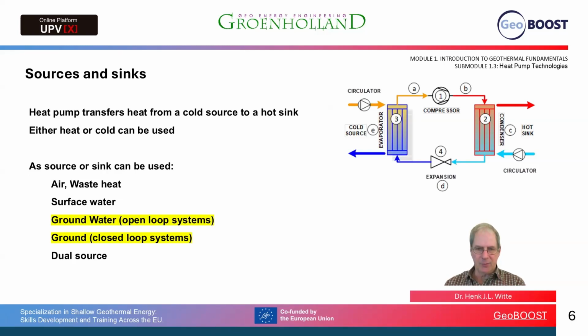And the other way around, if we want to heat the building or domestic hot water, we can use the hot sink and connect the cold source to the air, or to the ground, to extract heat from the ambient. Different sources and sinks can be used. We can think about air, waste heat. We can think about surface water, but obviously for shallow geothermal energies, we're thinking about groundwater, open loop systems, and the ground itself in closed loop systems.